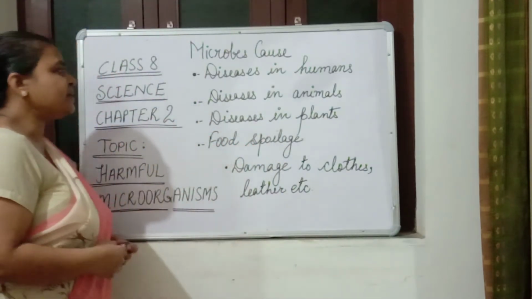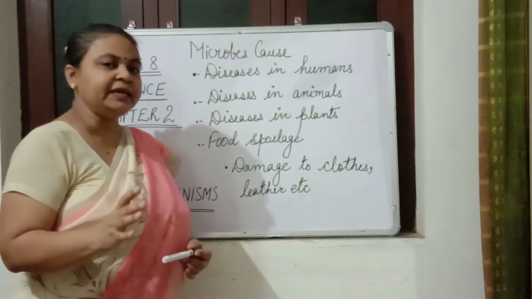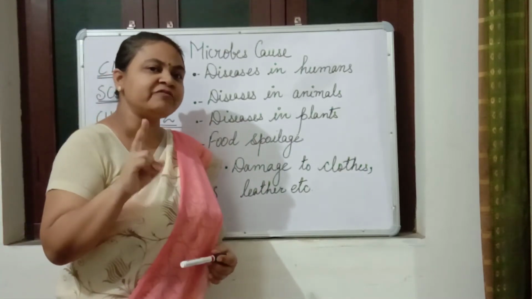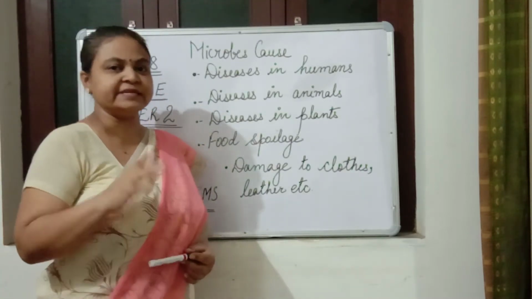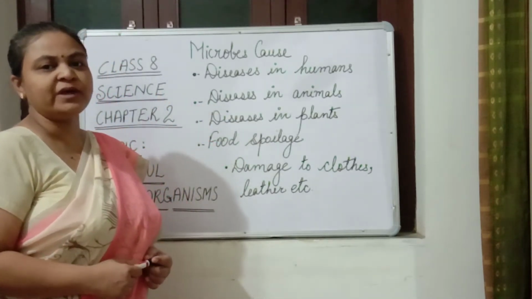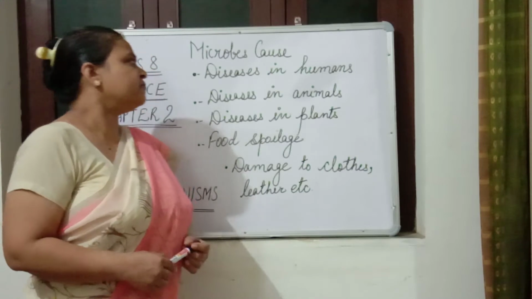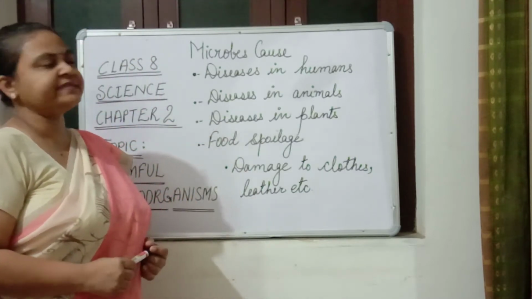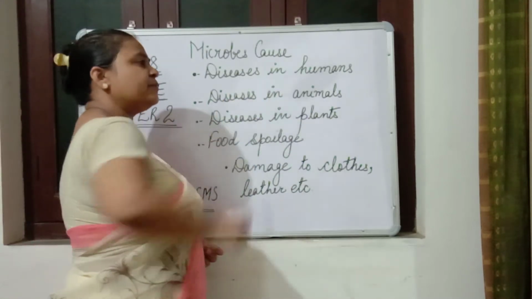Now, microorganisms mainly harm us in 2 different ways. One is by causing diseases and second is by spoiling the food and other items. First, we shall talk about diseases in human beings.